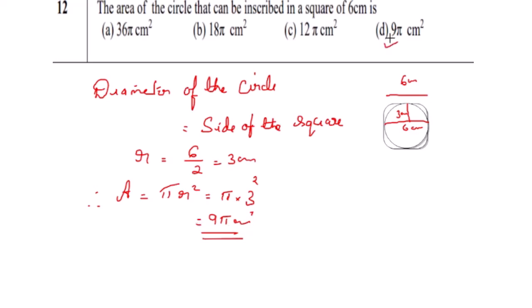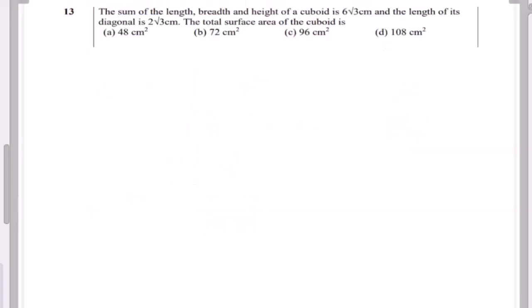So it is option D. Now the 13th question: the sum of the length, breadth and height of a cuboid is 6 root 3 centimeter. That is, L plus B plus H is equal to 6 root 3.